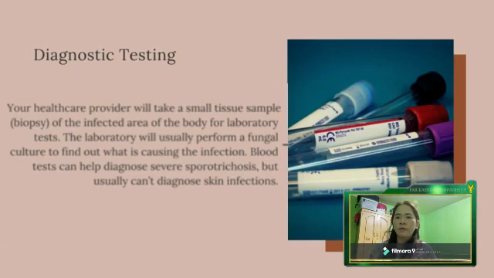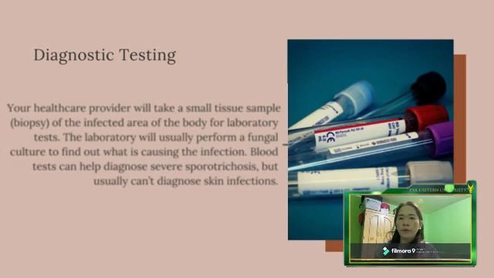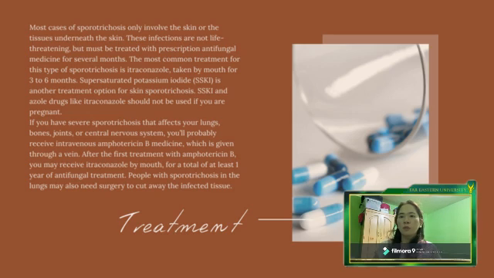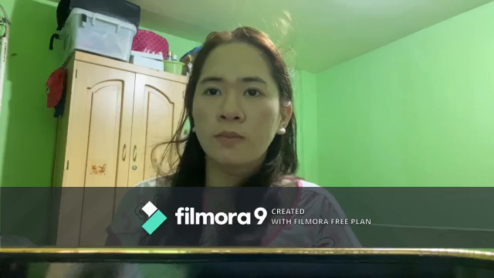Your healthcare provider will take a small tissue sample or biopsy of the infected area of the body. The laboratory will usually perform a fungal culture to find out what is causing the infection. Blood tests can help diagnose severe sporotrichosis. Most cases of sporotrichosis only involve the skin or the tissues underneath the skin, but must be treated with prescription antifungal medicine.